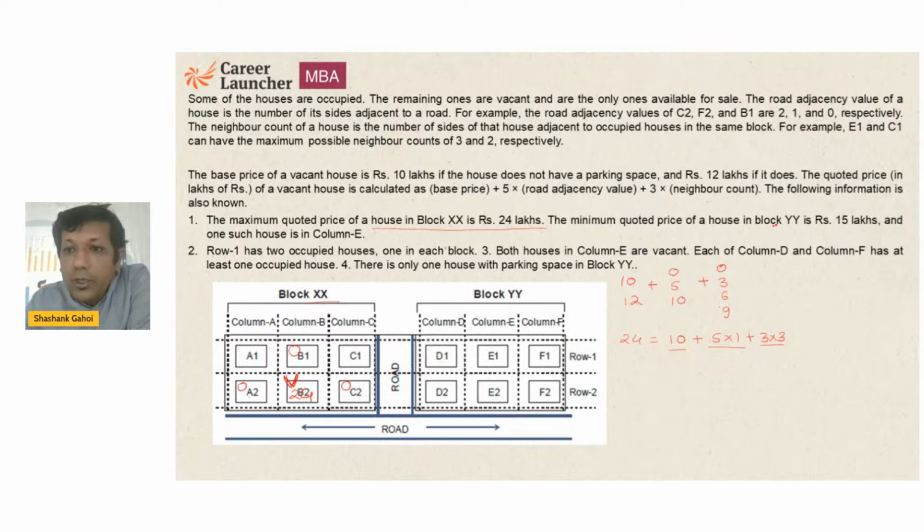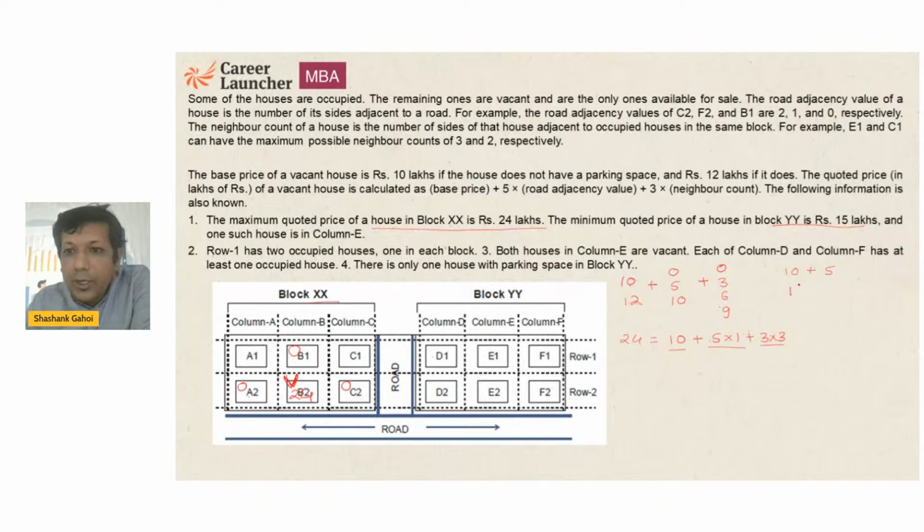The minimum quoted price in YY is 15 lakhs. Now, how can I make 15? That is 10 plus 5. It means there is no neighbor. Okay, but road adjacency is 1. It means it can be either D1 or F1 or E2. That's a possible arrangement, or F2.